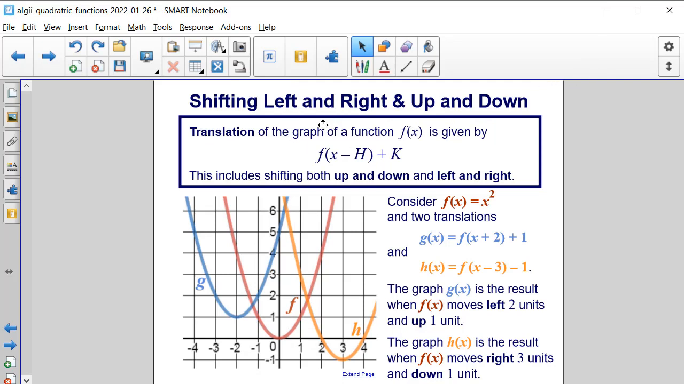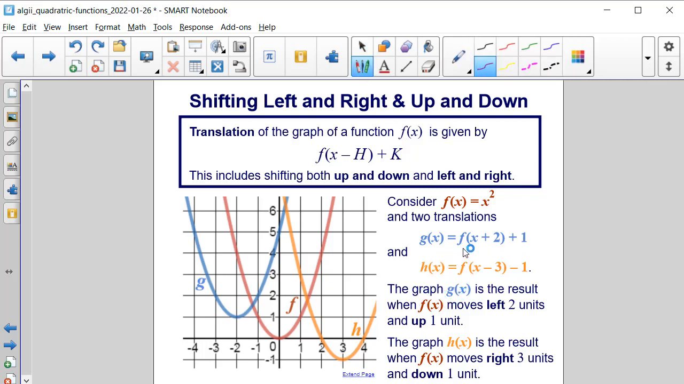Sometimes we can have translations that show both a left and right movement as well as an up and down movement. The translation of the graph of a function f of x is given by f of, in parentheses, x minus h, plus k. This includes shifting both up and down from the k value as well as left and right from the h value. So consider f of x is equal to x squared, our main basic quadratic function. And we have g of x being equal to f of, in parentheses, x plus 2, and then plus 1.